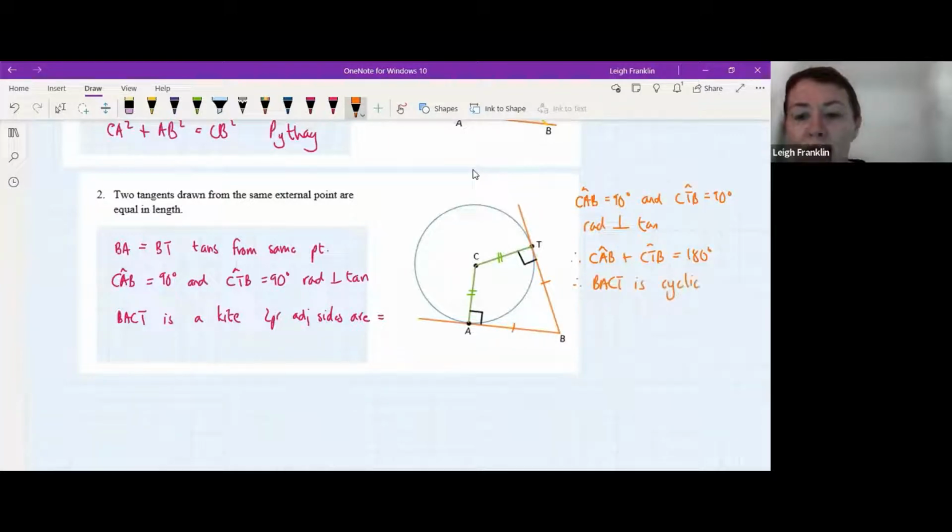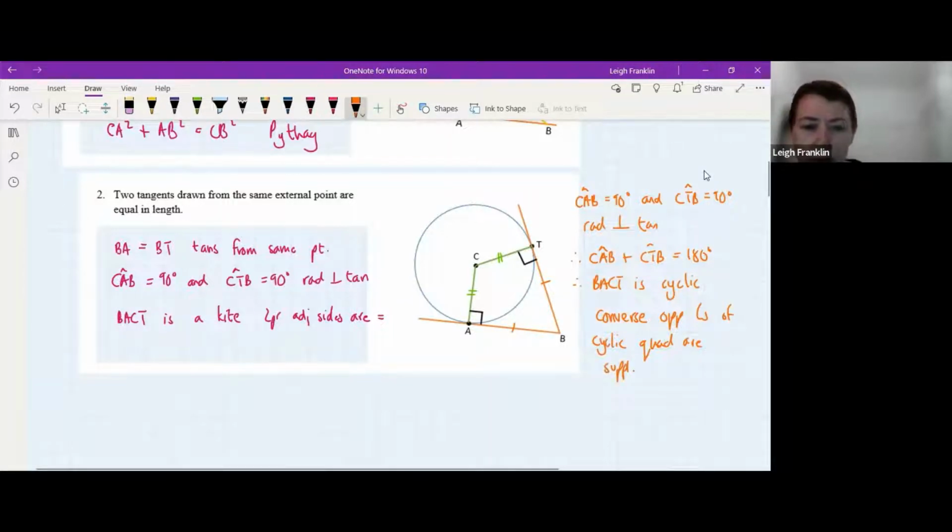And here we have to use, do you remember this grade 12's converse? Opposite angles of a cyclic quad are supplementary. Does that ring a bell? Yes, no? How are you feeling? Yes. Oh, good. I'm glad it rings a bell.